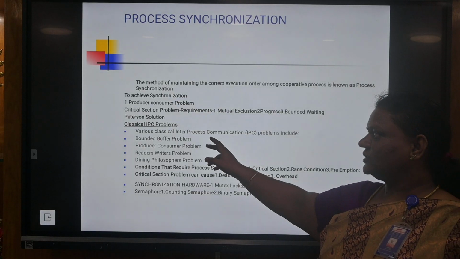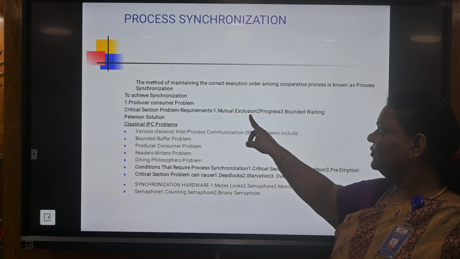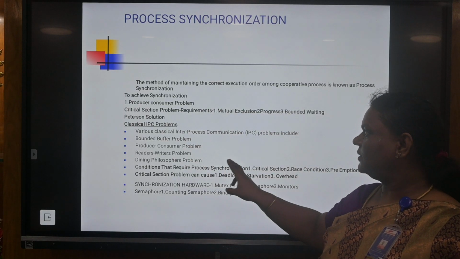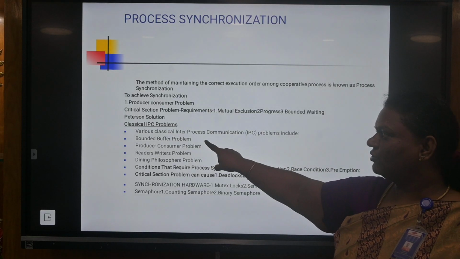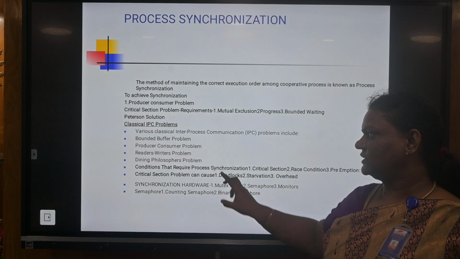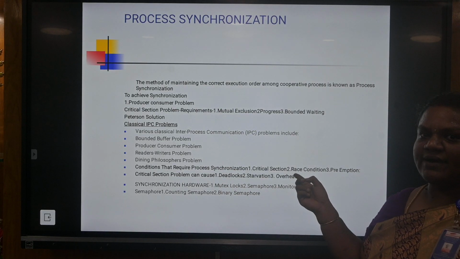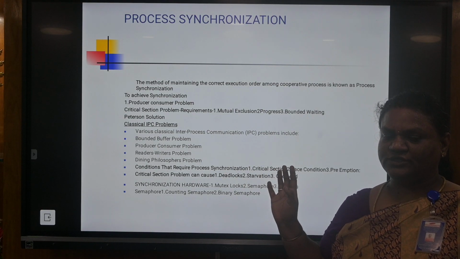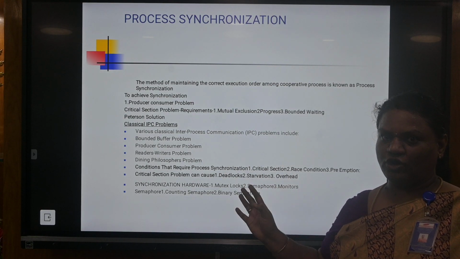To achieve synchronization: critical section problem, mutual exclusion, progress, bounded wait. Classical IPC problems, inter-process communication problems, include the bounded buffer problem, producer-consumer problem, reader-writer problem, and dining philosophers problem. These conditions have to be met for a system not to get into a deadlock situation. The process need not wait for long.